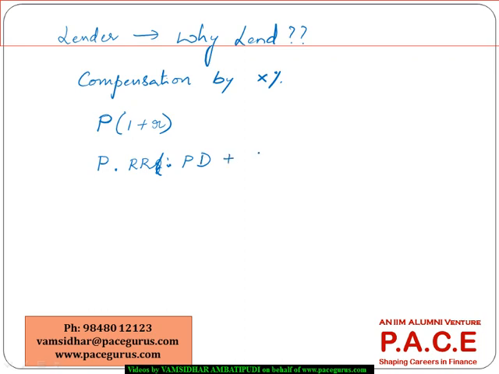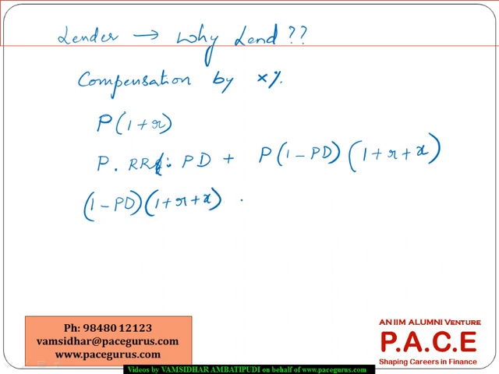Whereas in case he is not defaulting, which means 1 minus PD is the probability that he is not going to default, I'll get, let's say, 1 plus R plus X. Now, if I take out the P, I can write it as 1 minus probability of default multiplied by 1 plus R plus X, plus probability of default multiplied by the recovery rate.